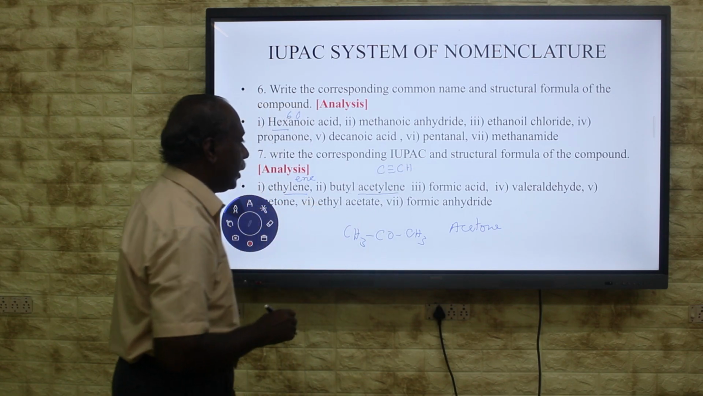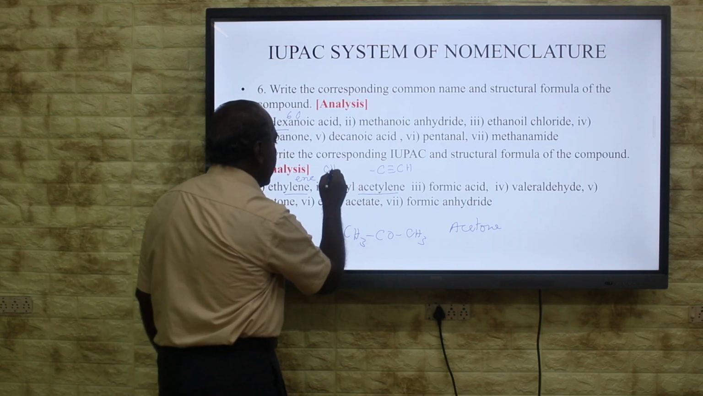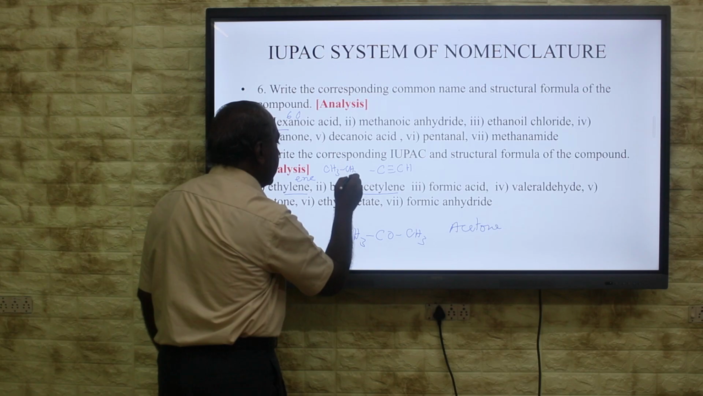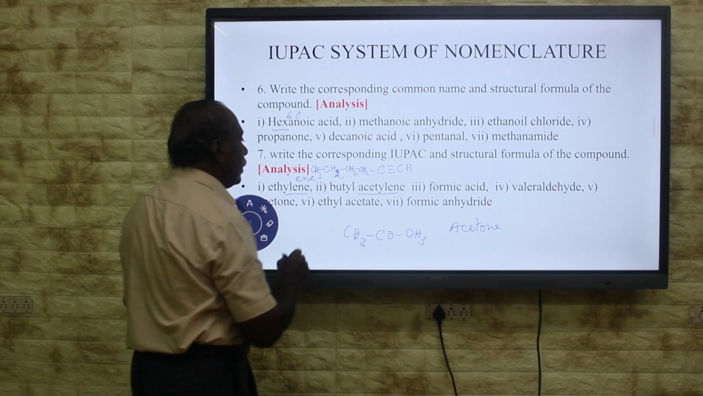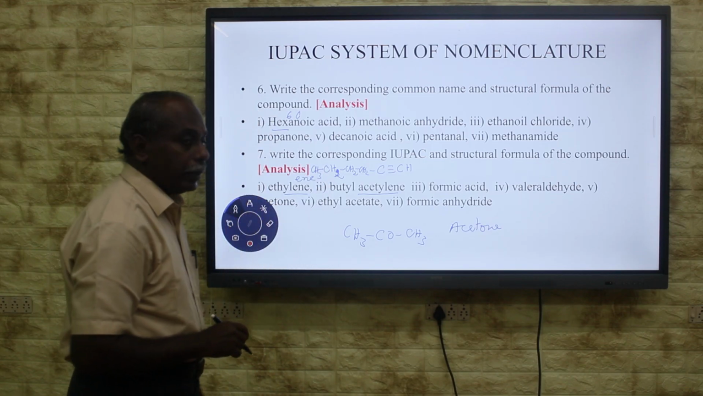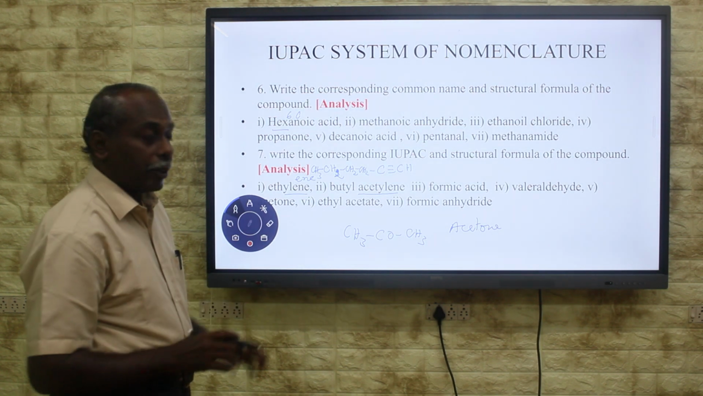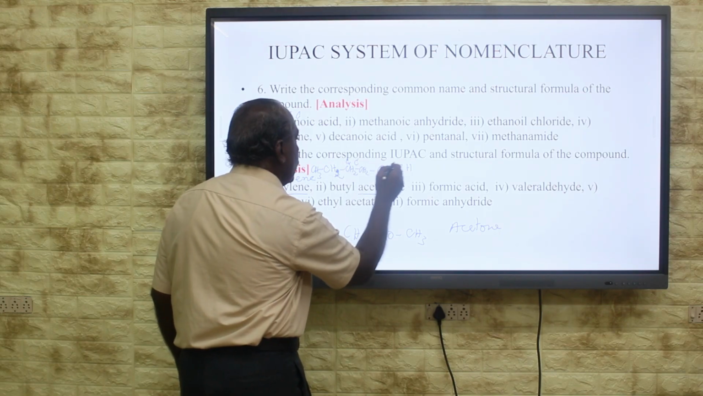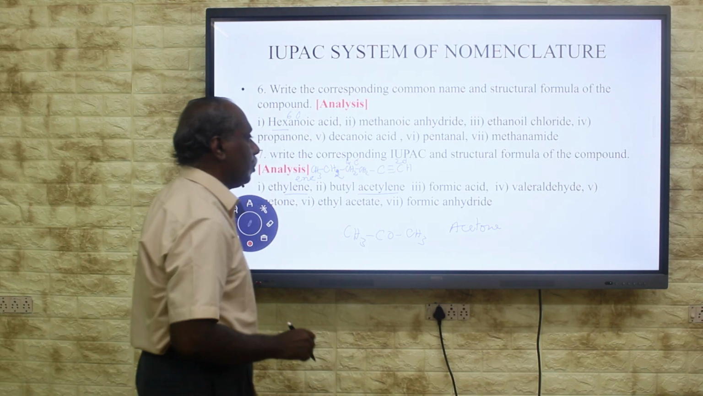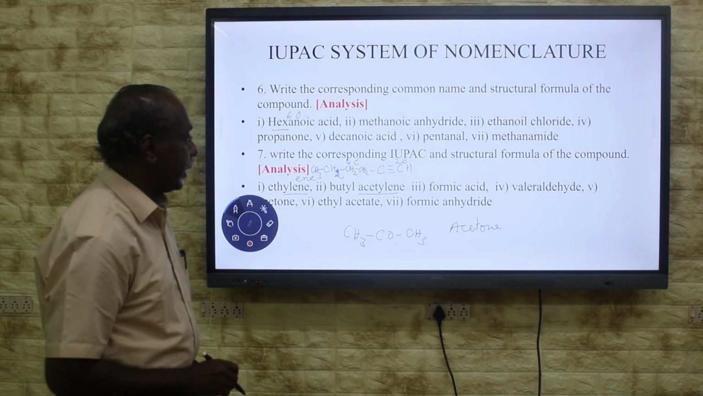Here one hydrogen will be there, and one of the hydrogens is replaced by a butyl group. What is butyl? A 4 carbon alkyl group. It's butyl acetylene. Then what will be the IUPAC name? In the IUPAC name, all the carbons are counted. Here 4, here 1, here 2. Totally 6 carbons are present. The name of this compound is hexyne.